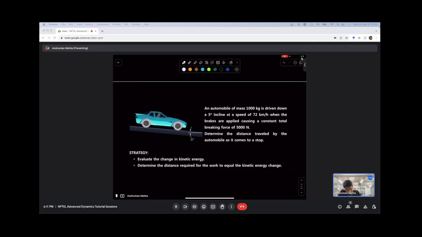Now, next is question number 5. An automobile of mass 1000 kg is driven down a 5 degree incline at a speed of 72 km per hour when the brakes are applied, causing a constant total braking force of 5000 newton. Now determine the distance traveled by the automobile as it comes to a stop. So the strategy is to evaluate the change in kinetic energy and then determine the distance required for the work to equal the kinetic energy change.